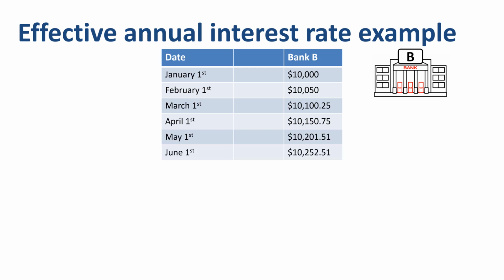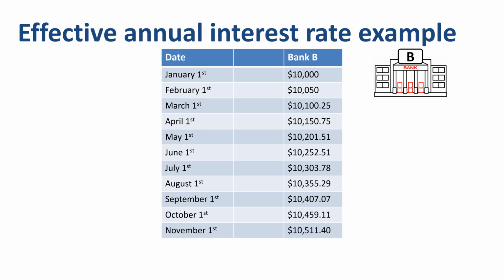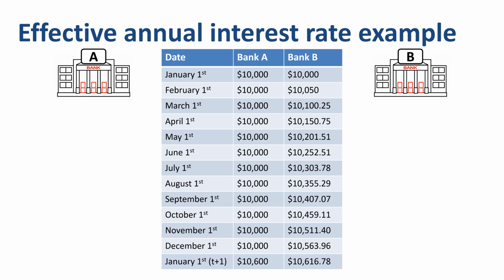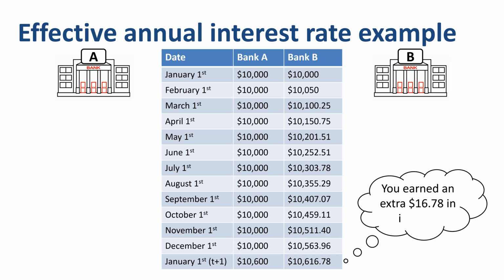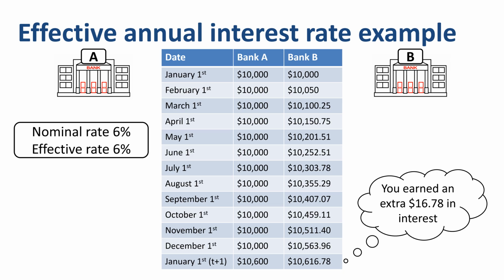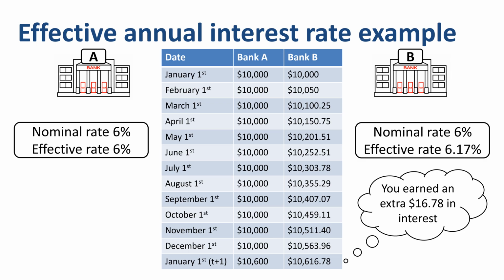And on through the months until we get to January 1st of the next year, when you have $10,616.78 in your account at Bank B. Through the effect of monthly compounding, you earned an extra $16.78 in interest at Bank B versus Bank A. At Bank A, the nominal rate is 6% and the effective annual interest rate is also 6%. At Bank B, the nominal rate is 6%, while the effective annual interest rate is slightly higher at 6.17%.